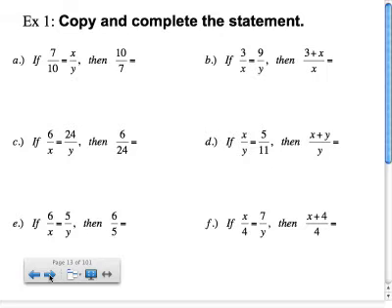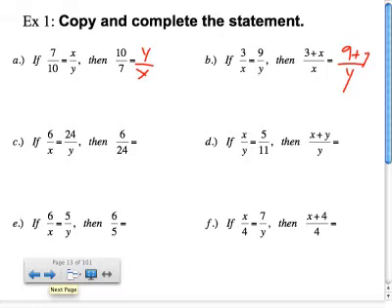Okay, so in example 1, we're just going to copy and complete the statement. So we're just going to identify these properties at work. So if 7 over 10 equals x over 7, then 10 over 7 equals y over x. Just take the reciprocal of both sides. If 3 over x equals 9 over y, then 3 plus x over x equals 9 plus y over y. That's the property that says add the denominator to each numerator.